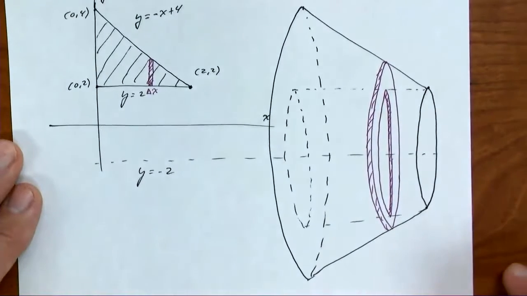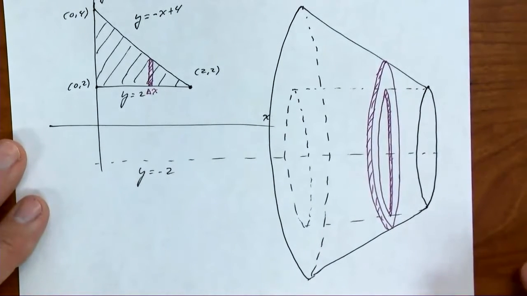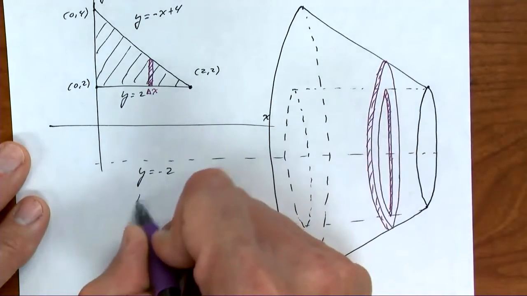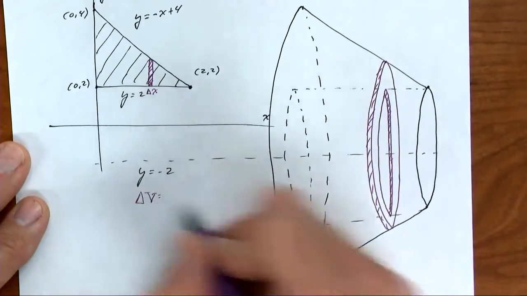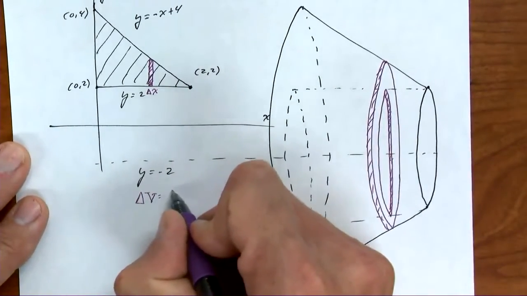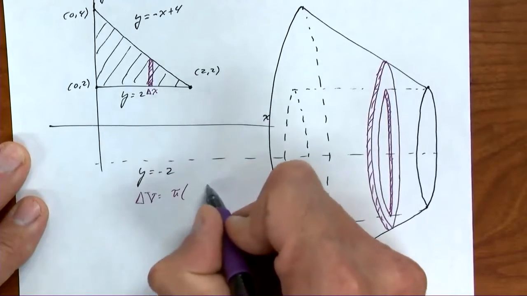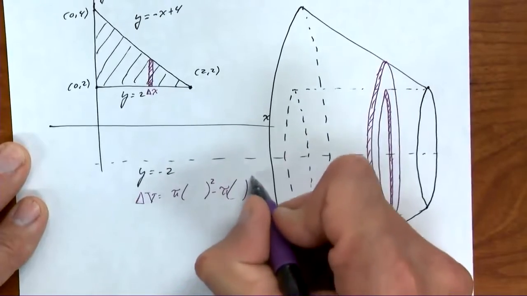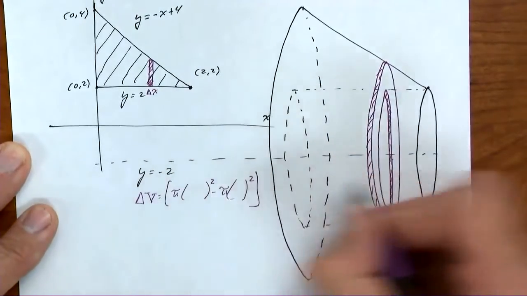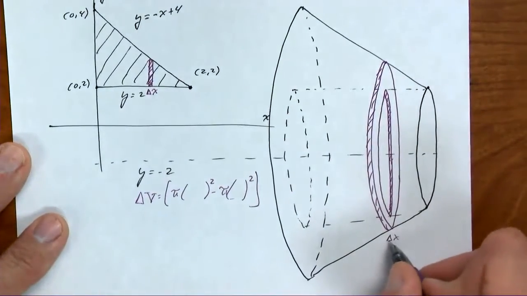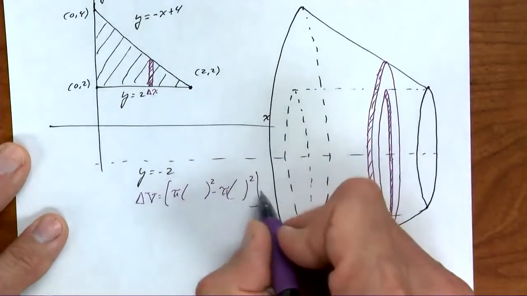So what we're going to get here is another one of those washers. To find the volume of that washer, I'm going to call that delta V, just for that one washer. Again, it's going to be pi R squared minus pi r squared times the thickness. The thickness in this case being delta x. So again, this is going to be a delta x because this was a delta x.